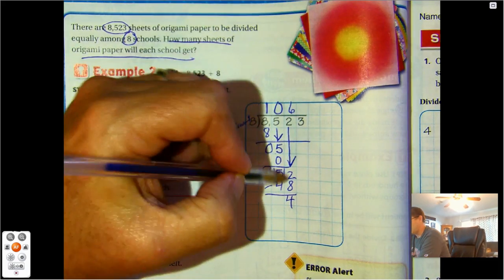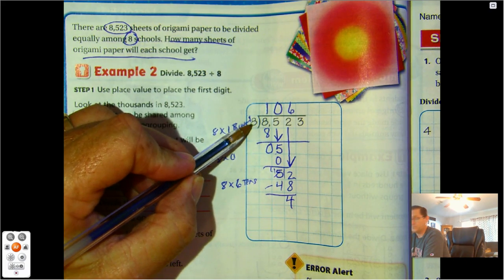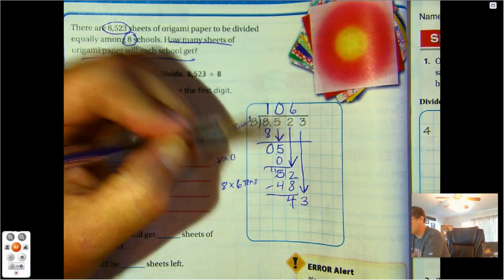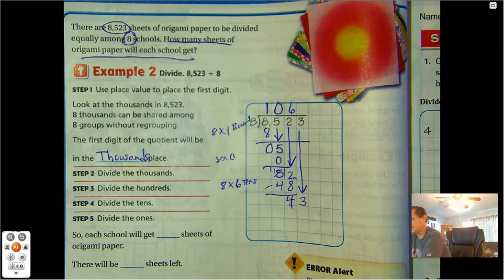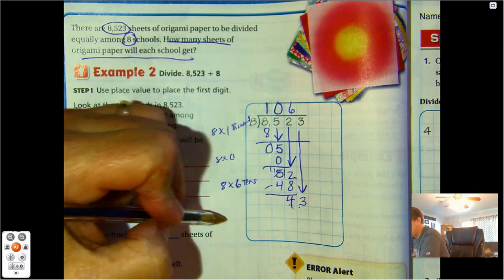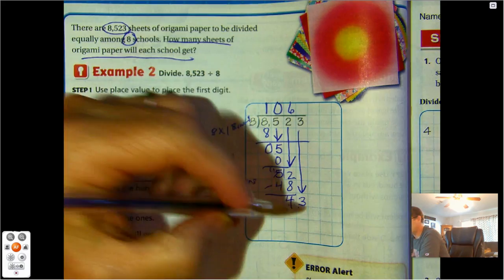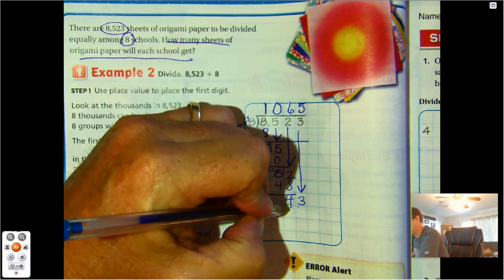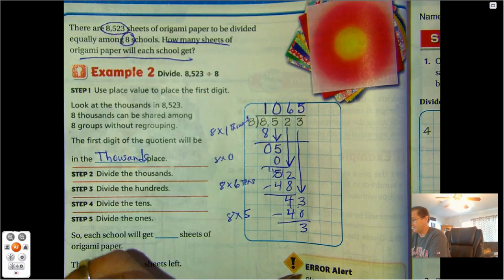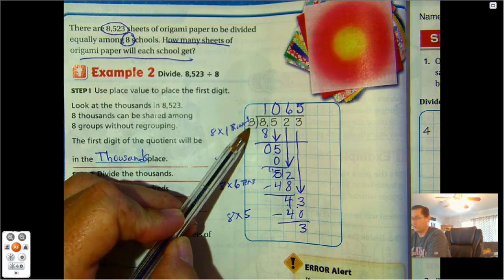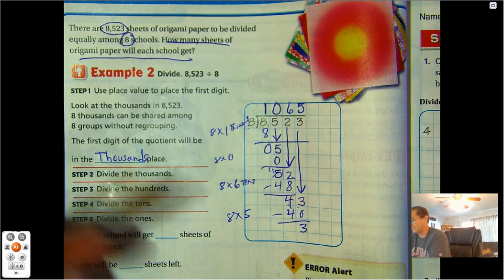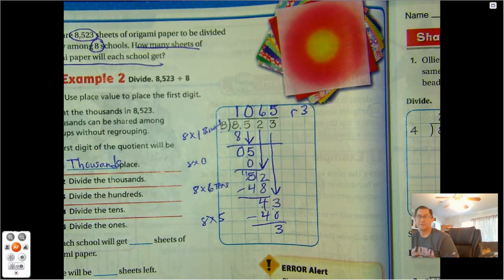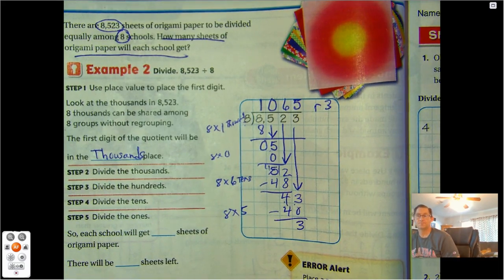So I can't share the 4 tens equally in 8 groups. So I'm going to regroup them as 40 ones, plus the 3 that were already there. And 8 times what is 43? 8 times 5 is 40. And we get 3 left over. 3 can't be shared equally with 8 groups, and there's nothing else to bring down, so that's got to be a remainder. So we would say 1,065 sheets per school with a remainder of 3 left over.